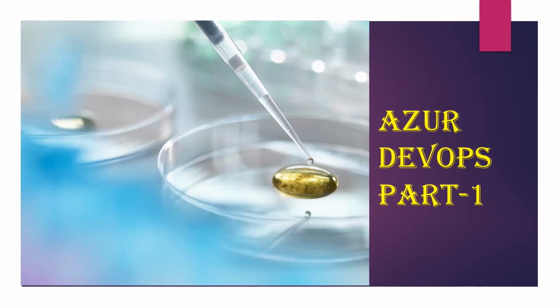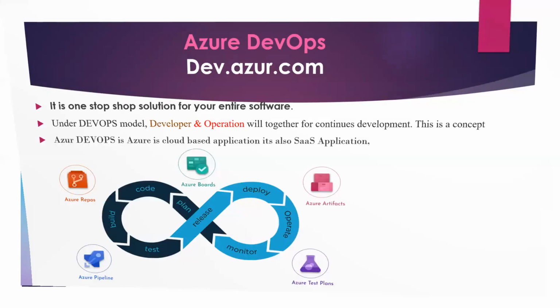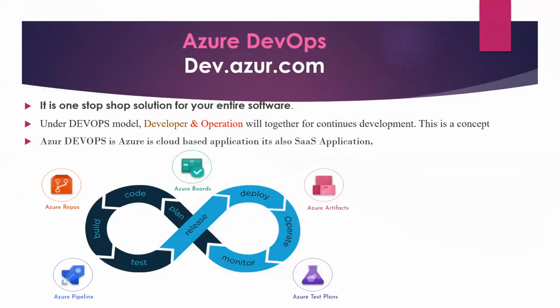So let's get started. What is Azure DevOps? As you can see, this is dev.azure.com. Developer and operations, looking at continuous development. It is a one-stop shop solution for your entire software: plan, code, build, test, release, deploy, operate and monitor. This is the cycle, the SDLC, the software development life cycle.